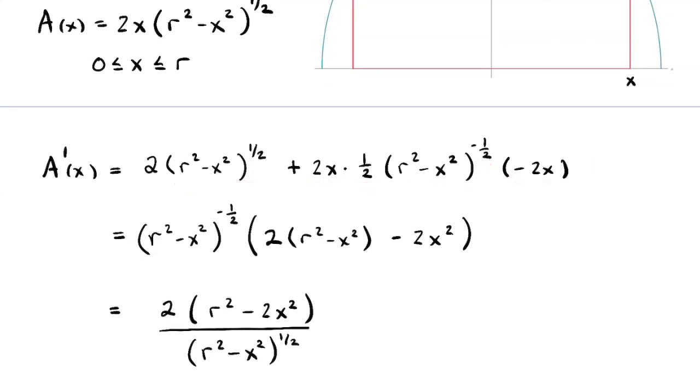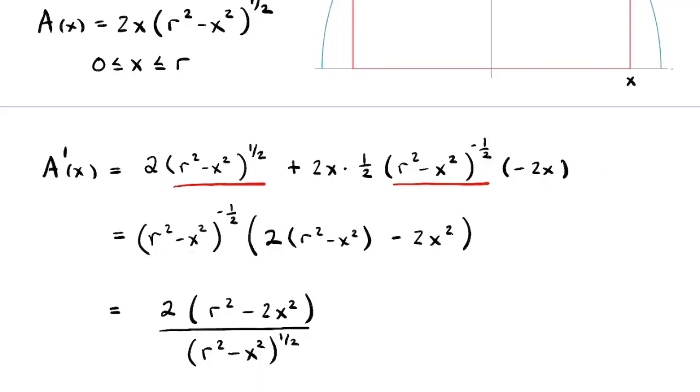And now I'm doing some algebra. So I'll kind of explain what I'm doing here. Maybe I can underline. I've got r squared minus x squared to the power minus 1/2, and I've got it to the power 1/2 in those two terms. So you can always factor out the smaller power. When you have some quantity in more than one term of an expression, you can factor out the smallest power of that quantity. So I'm factoring out r squared minus x squared to the minus 1/2.